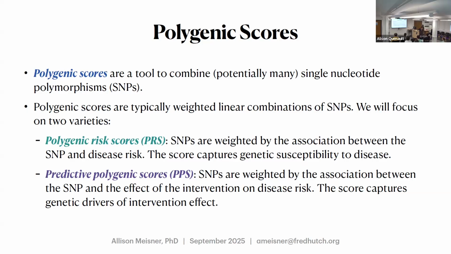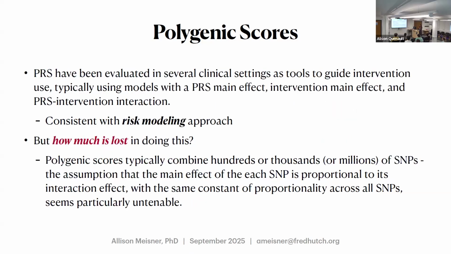And we'll focus on 2 varieties. The first is polygenic risk scores, or PRS, which I think are familiar to many people, where the SNPs are weighted by the association between the SNP and disease risk, so like the log odds ratio. And this score is meant to capture overall genetic susceptibility to some disease. There's also predictive polygenic scores, or PPS, where now the SNPs are weighted by the association between the SNP and the effect of the intervention on disease risk. So pretty clearly, PRS are prognostic scores and PPS are predictive scores.